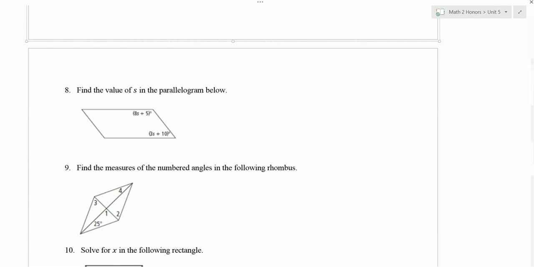Number 8, find the value of s in the parallelogram below. So here, the top and the bottom segments are parallel, and so we're looking at same side interior angles. And if you remember, same side interior angles are supplementary. So we can take 8s plus 5 and add that to 3s plus 10, and we get 180 degrees.